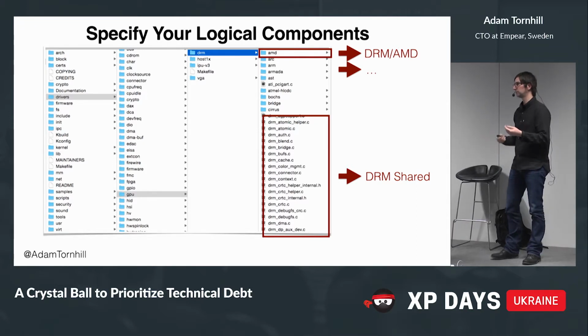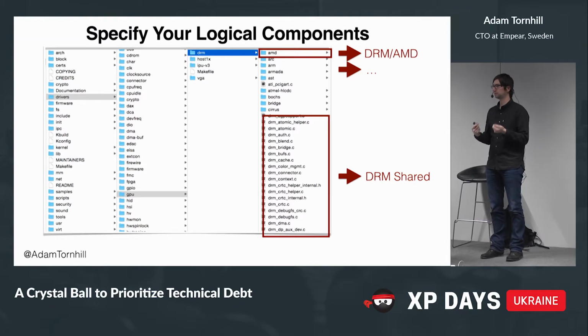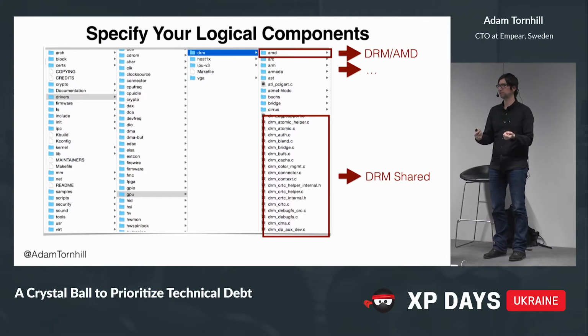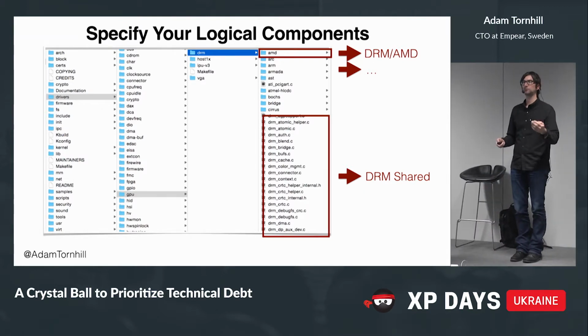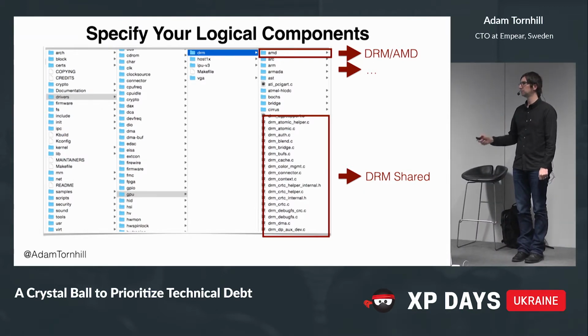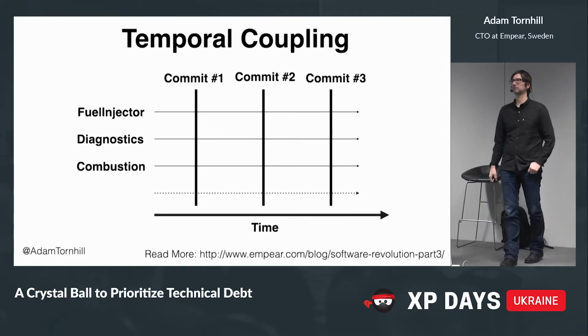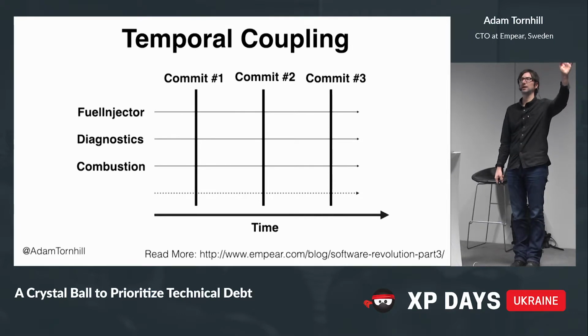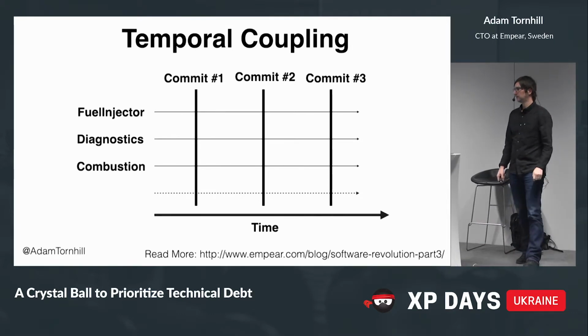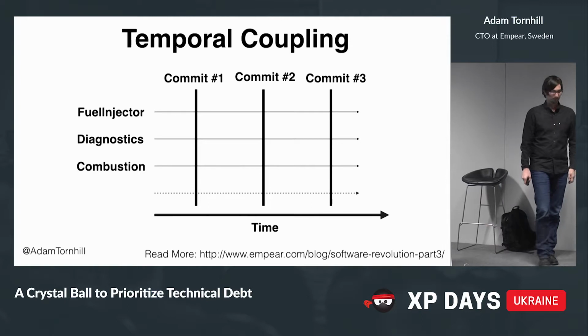And once we do that, we can start to answer a lot of interesting questions, because we can start to reason about how our system evolves on an architectural level. And I want to show you how that's done. And I want to show you by introducing a concept called temporal coupling. Has anyone heard about temporal coupling? Yeah, some of you. Great. So this is how it works.